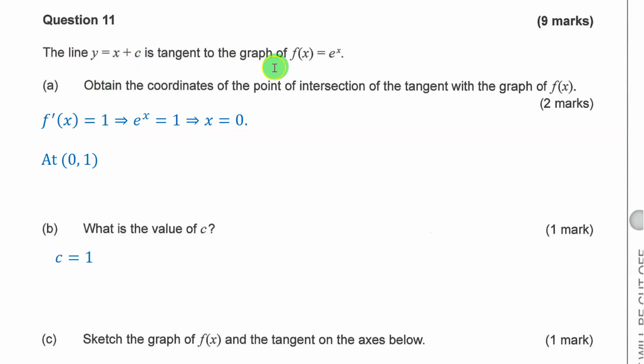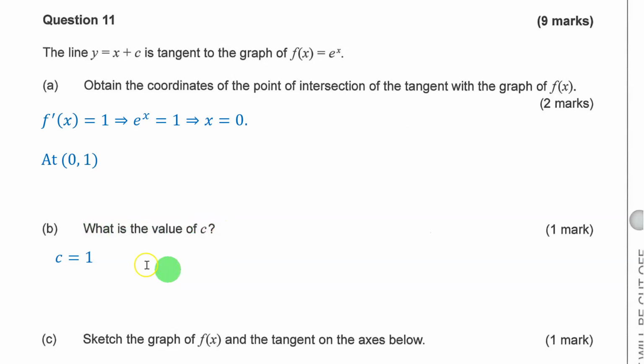The derivative of e^x is e^x, so we need e^x = 1, which means x = 0. So we didn't even have to get the lid off our calculator for this one. And they asked for the coordinates, so we've got to actually say, when x is 0, substitute 0 into the function, and e^0 is 1, so it's (0, 1). 2 marks in the bag.